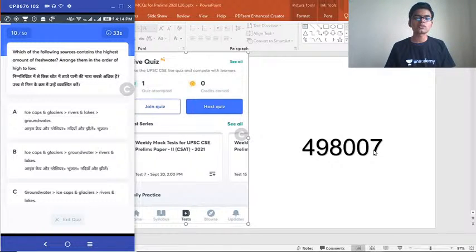Question number 10. Which of the following sources contains the highest amount of fresh water? Arranged in order of high to low. Ice caps, glaciers, rivers and lakes, groundwater. Arrange these in accordance with the quantity of water.